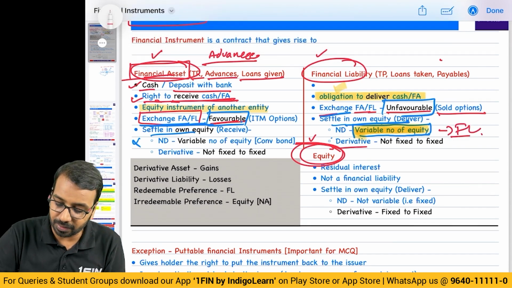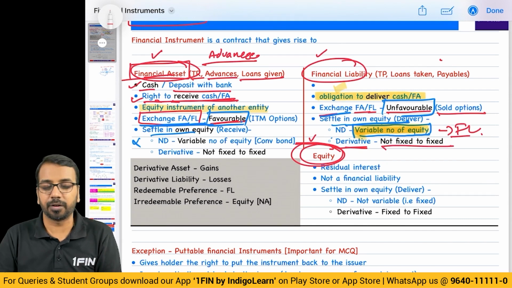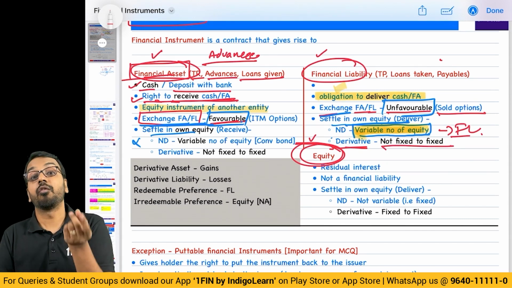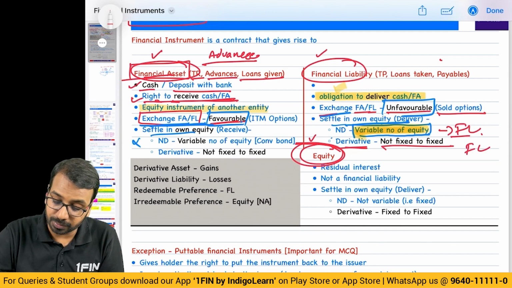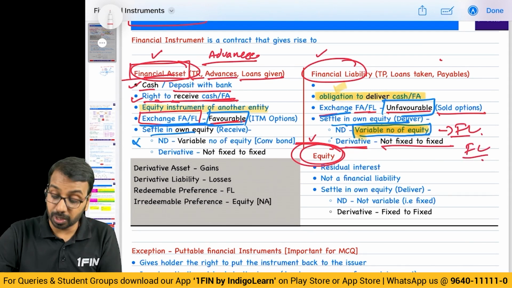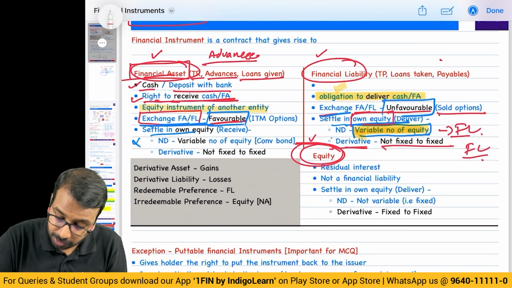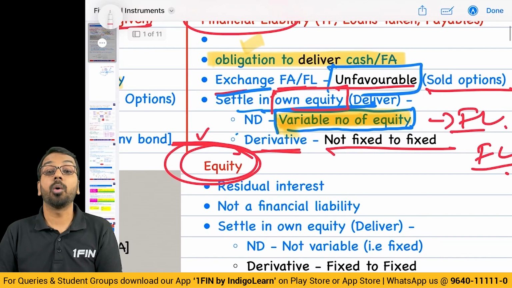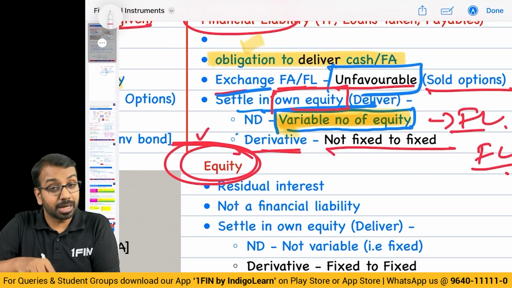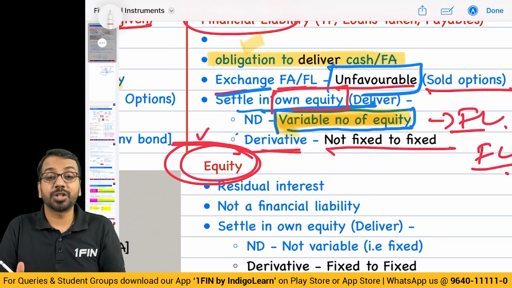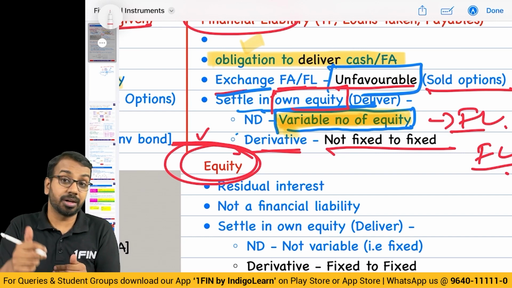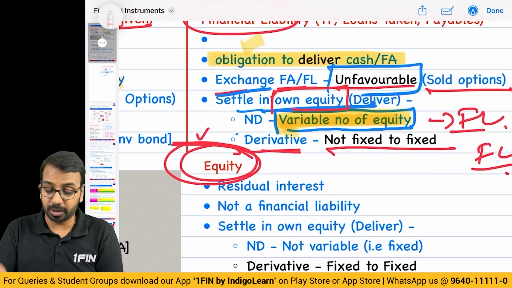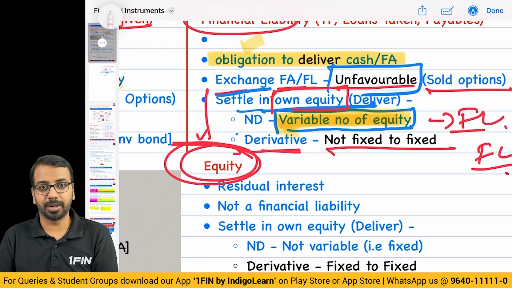Similarly, if there is a derivative contract which is not fixed to fixed, again we can consider variable for examination purposes, then also it becomes a financial liability. Now here what is important? You are settling in own equity. So if you have a contract to settle in own equity and the number of shares is not fixed, and in case of a derivative contract even the consideration is not fixed, it is not a fixed to fixed contract, then it becomes a financial liability.